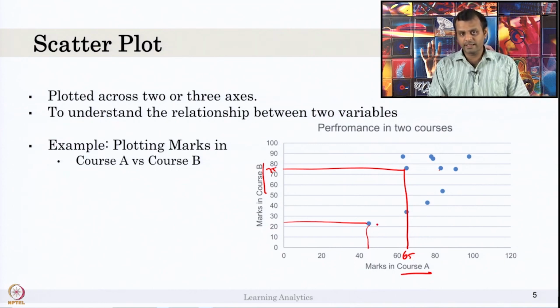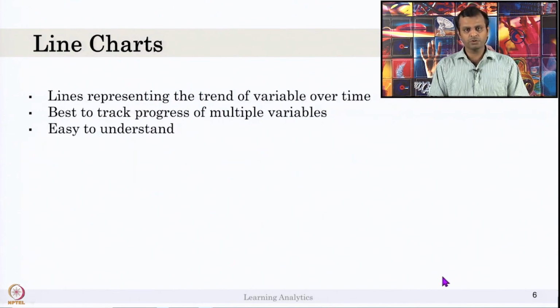So, to understand the relationship between these 2 variables, that is marks in course A and course B, we can use the scatter plot, or you can do a scatter plot for attendance versus performance, or a scatter plot of students' engagement versus performance, and a lot of other variables. So, let us move on to the next chart, the line chart.